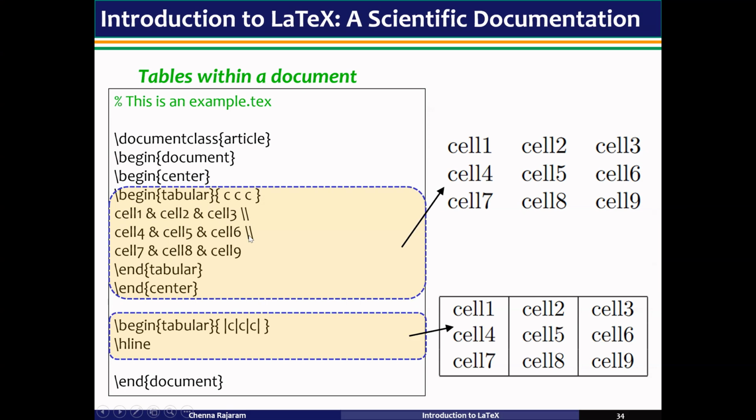Then the row is ended with a double backslash. Similarly, cell 7, cell 8, and cell 9. At the end, \end{tabular}, \end{center}. Now, if I want to provide the vertical lines and horizontal lines, for that you have to use the symbol like this.